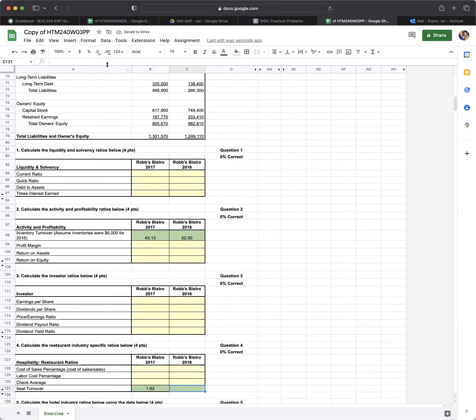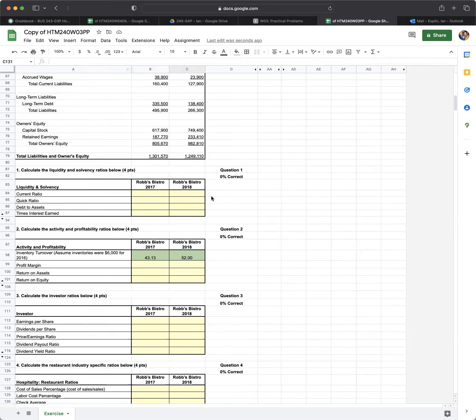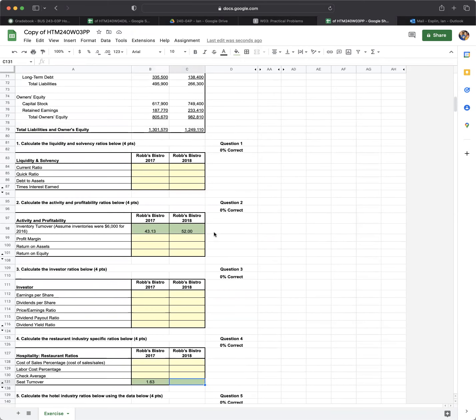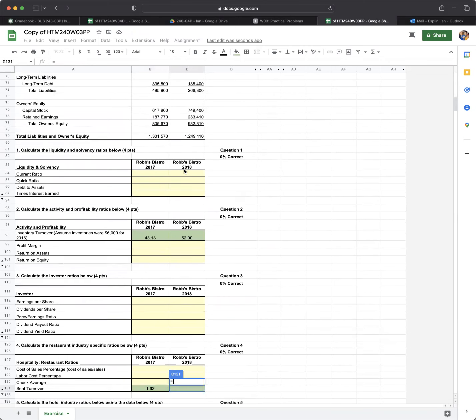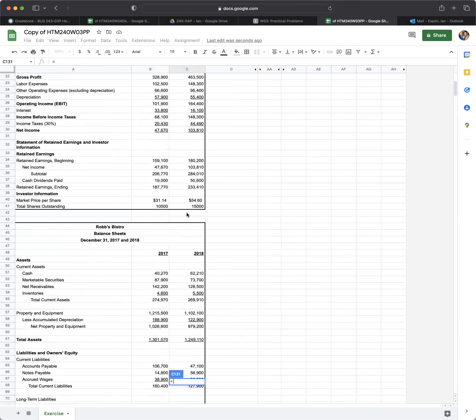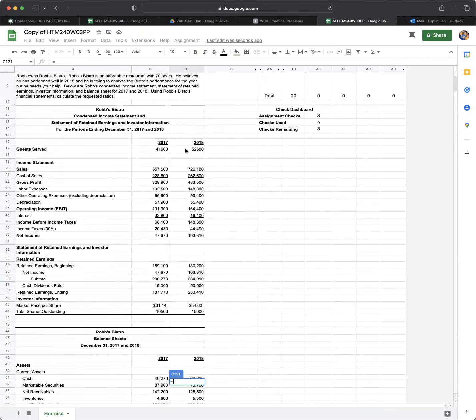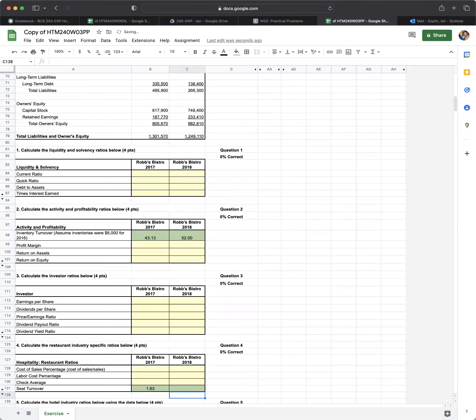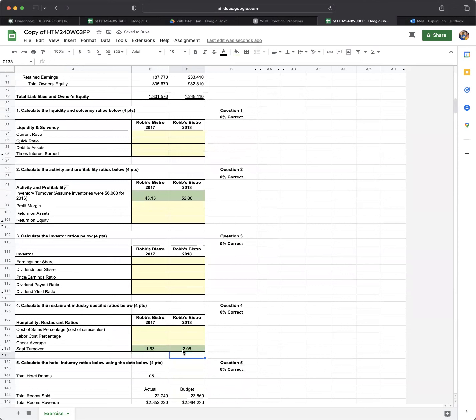And we do the same thing for 2018, but using 2018 numbers. So we'll just do that one real quick. Again, in 2018, we served more guests, 52,500. So nothing has changed. It's still 70 seats, and there's still 365 days. So we expect to see our ratio go up, which it did.